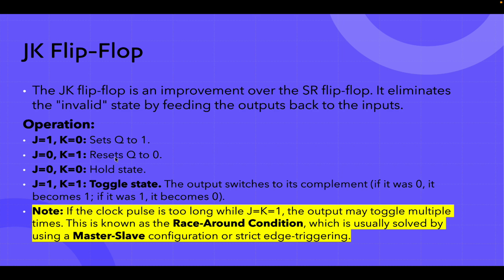And J is 0 and K equal to 1. It will reset to 0. J is 0, K is 0. It will hold the previous state. Here, it enters a toggle state.